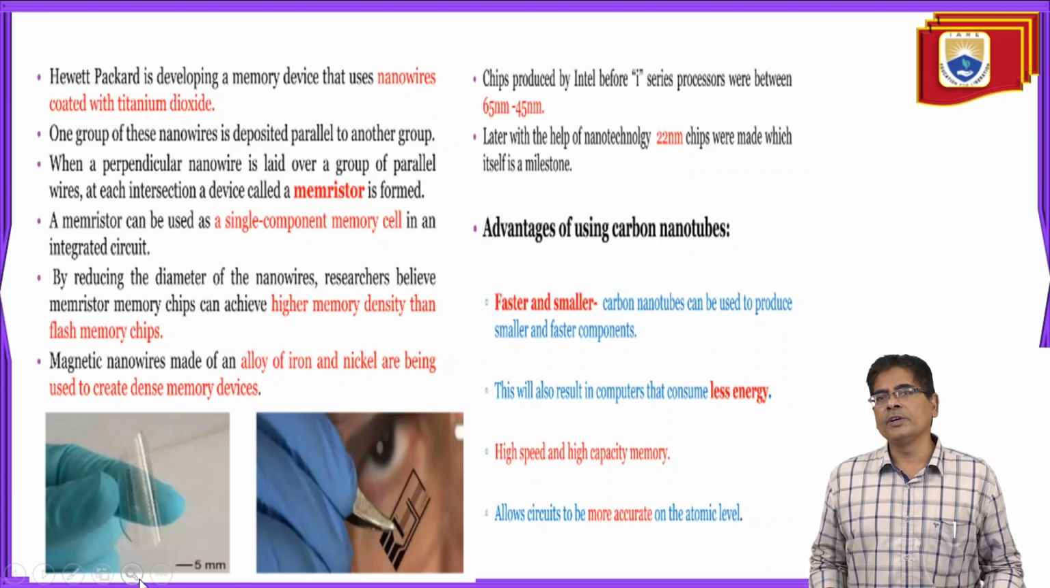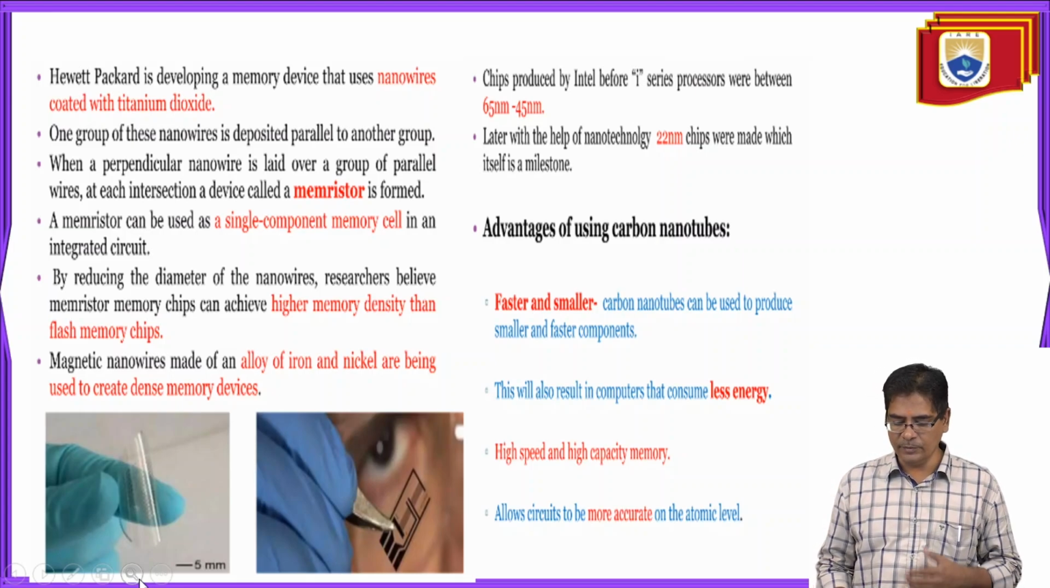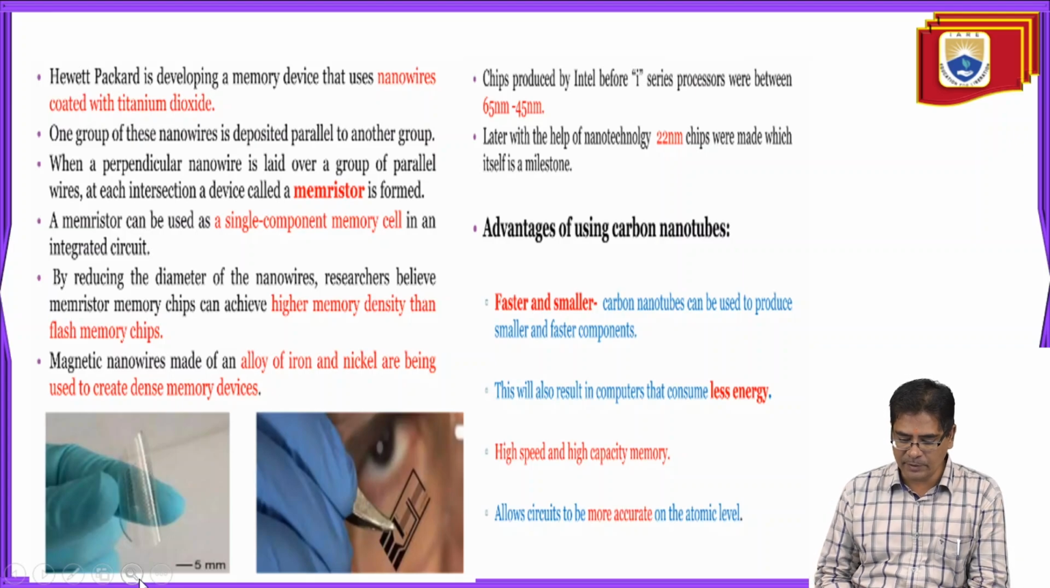So what are the advantages of using carbon nanotubes? Faster and smaller. Carbon nanotubes can be used to produce smaller and faster components. This will also result in computers that consume less energy. High speed and high capacity memory allow circuits to be more accurate at the atomic level.